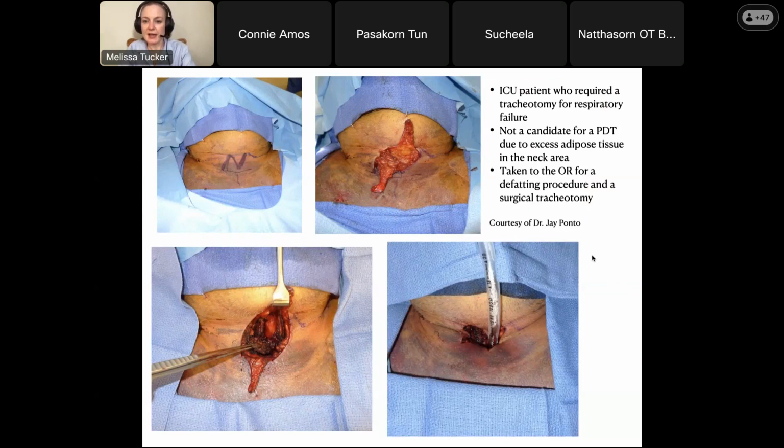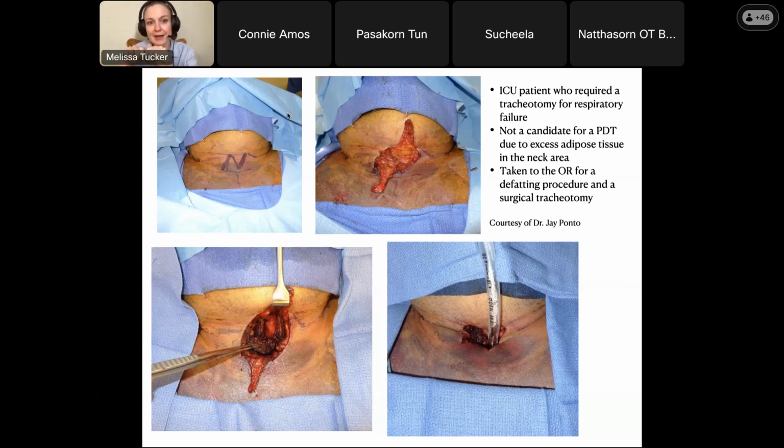This is an ICU patient who is critically ill, and you can tell that this patient has had some bleeding and that they're maybe a little bit jaundiced from their color. This was a patient who required a tracheotomy for respiratory failure. So they were orally intubated for a period of weeks, and the ICU team wanted to convert them from oral intubation to mechanical ventilation via a tracheostomy for their respiratory failure.